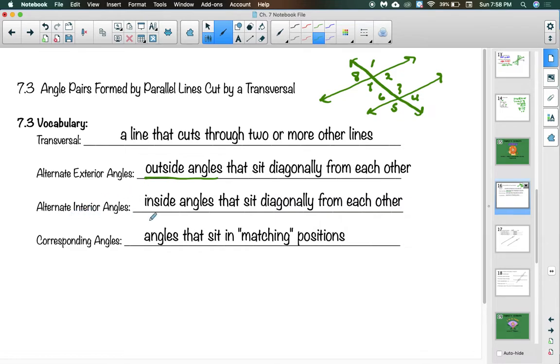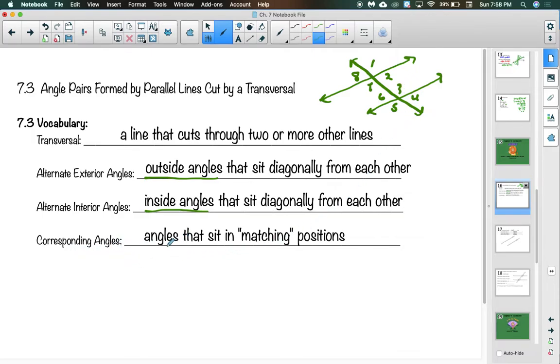Alternate interior angles are inside angles that sit diagonally from each other. So now we're on the inside of the lines. Alternate interior angles, inside angles that sit diagonally, so angle 2 and angle 6, or angle 3 and angle 7. So they're on the inside and they sit diagonal.